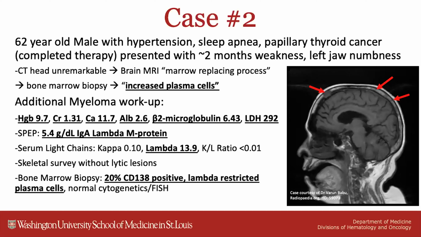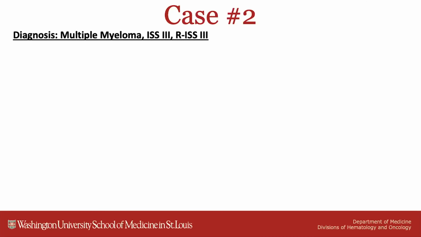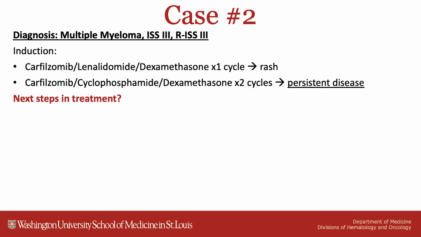Skeletal survey was actually without lytic lesions, and bone marrow biopsy demonstrated 20% CD138 positive lambda restricted plasma cells and normal cytogenetics on this patient. And so for this patient, they arrived at a diagnosis of multiple myeloma with ISS stage 3 disease and revised ISS stage 3. And they underwent an induction regimen that included carfilzomib, lenalidomide, and dexamethasone. Unfortunately, the first cycle was complicated by a rash, which was attributed to lenalidomide, and therefore the patient was transitioned to carfilzomib, cyclophosphamide, dexamethasone for 2 cycles and had persistent disease on their surveillance assessments.